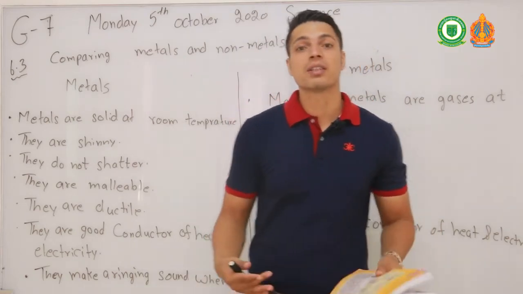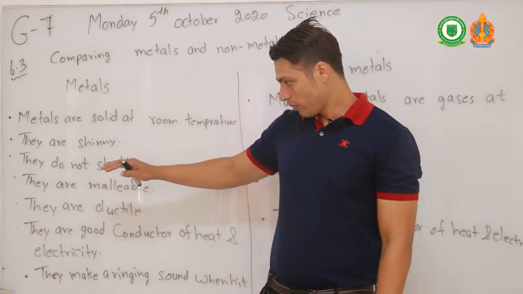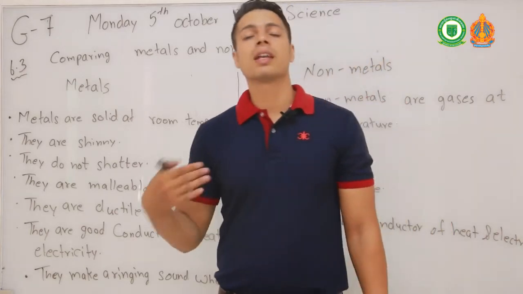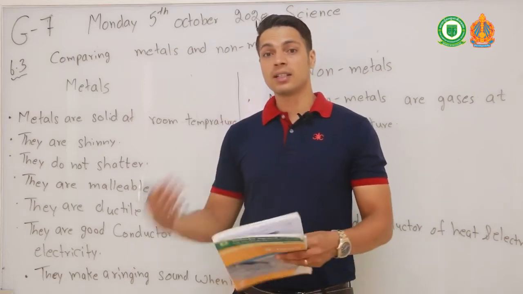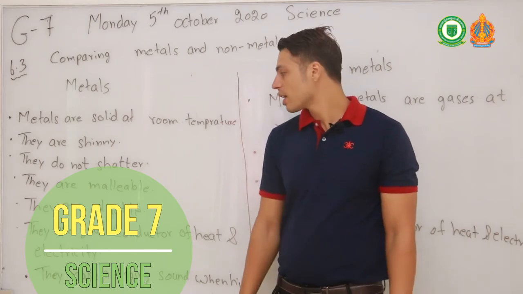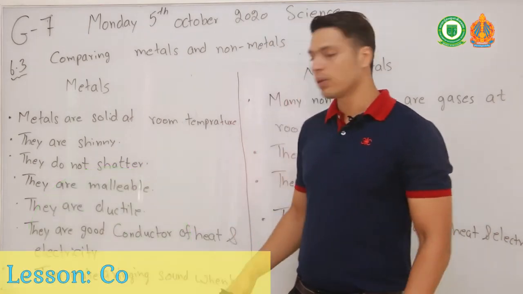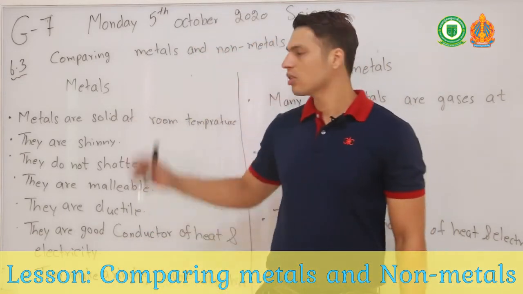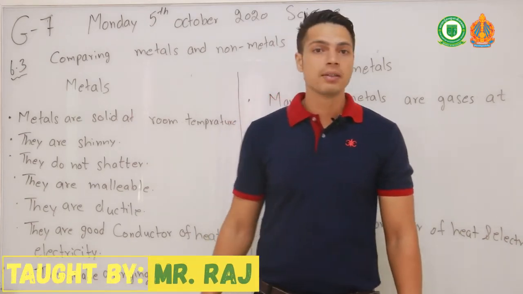But why is mercury considered a metal? Because mercury is a good conductor of electricity. It is not a good conductor of heat because its melting point is very low. It is shiny and it is malleable. So mercury has some properties of metals, and that's why it is considered a metal.